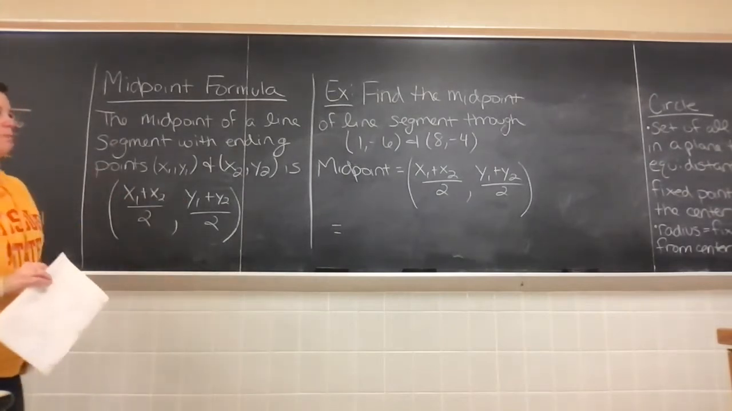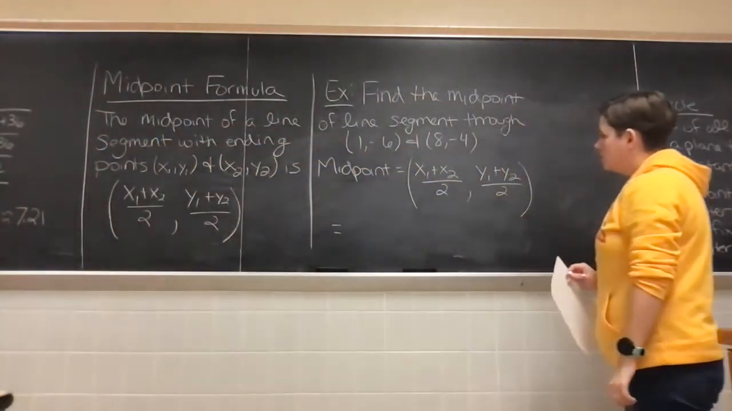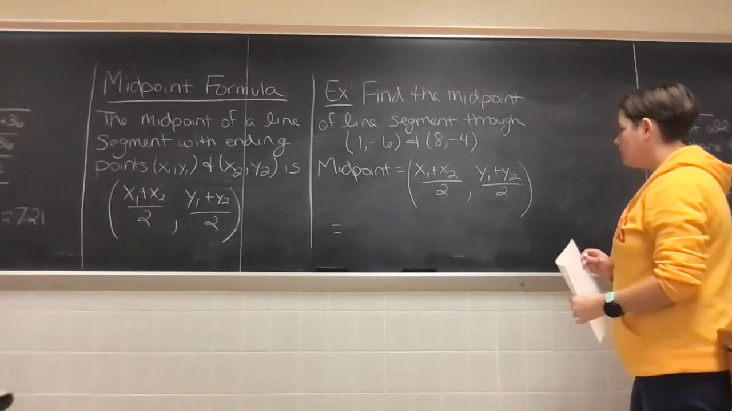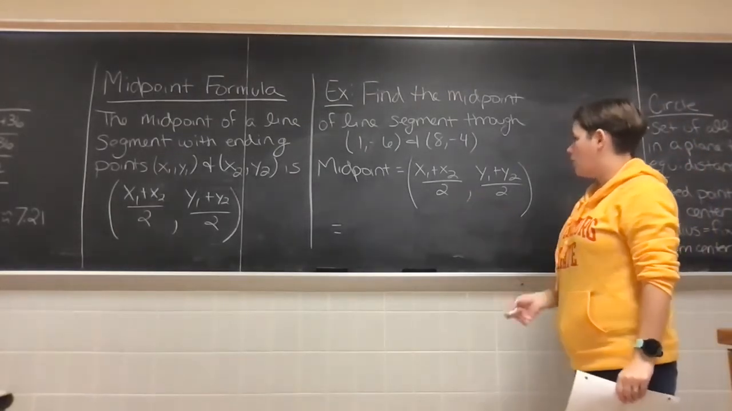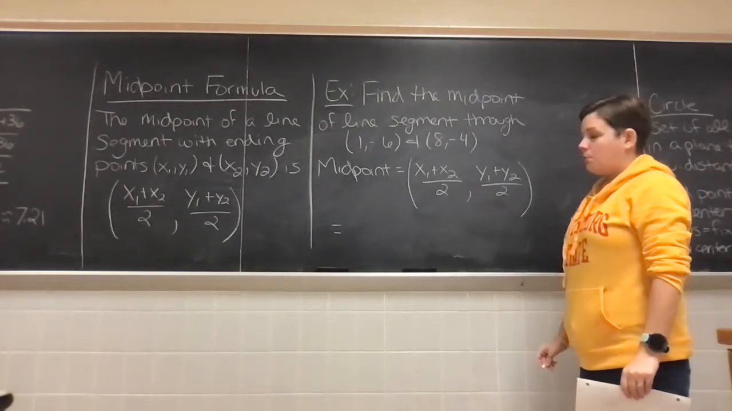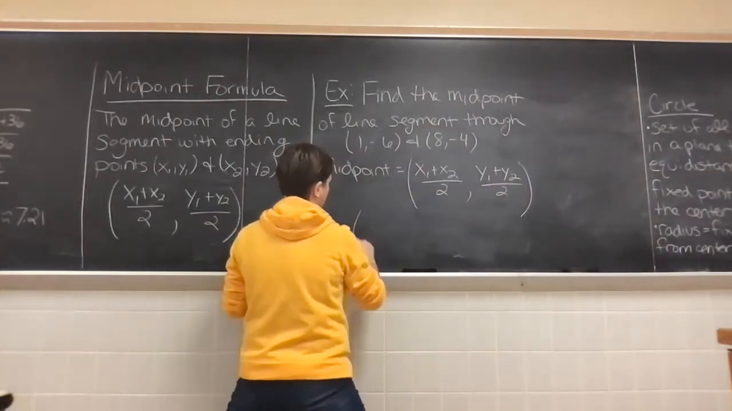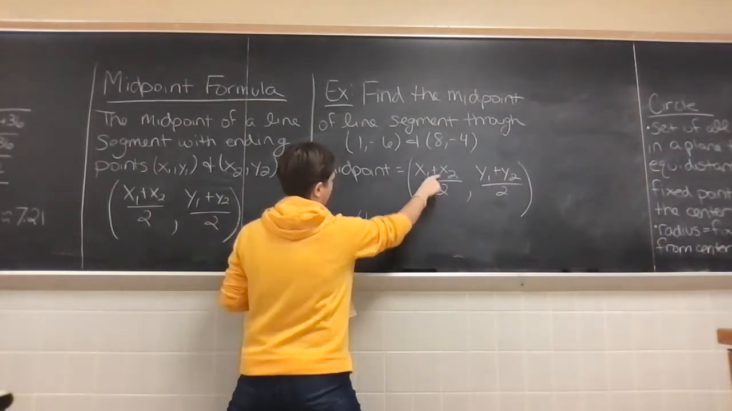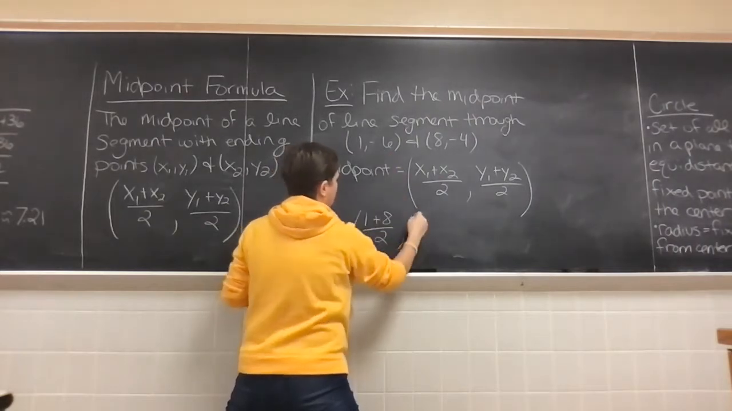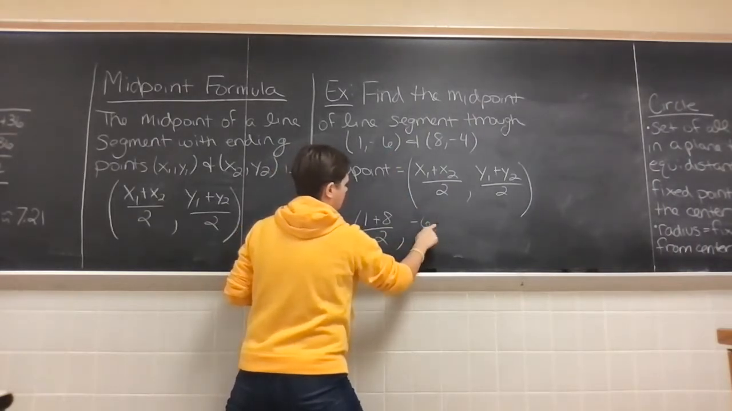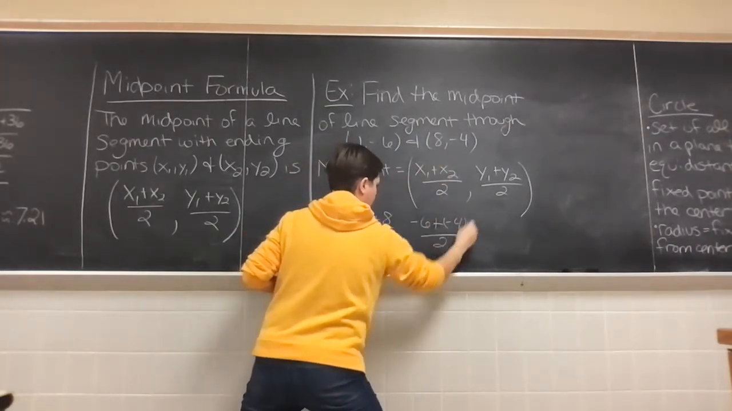So let's find the midpoint of a line segment through the points 1, -6, and 8, -4. Again, while you're learning, it's best to write out what the equation was so that you have a lot of practice. So in this case, I have my x1 was 1, my x2 was 8, all over 2. My y1 was negative 6, plus y2 is negative 4, all over 2.